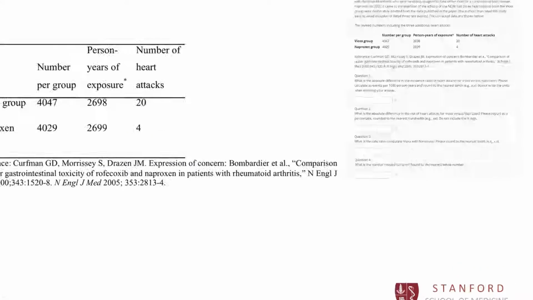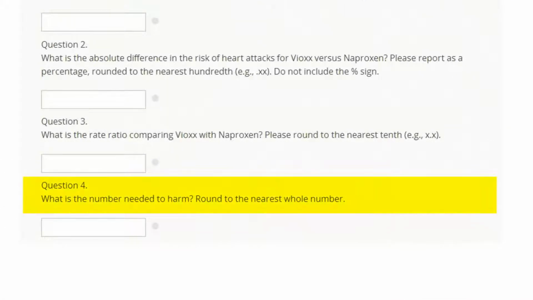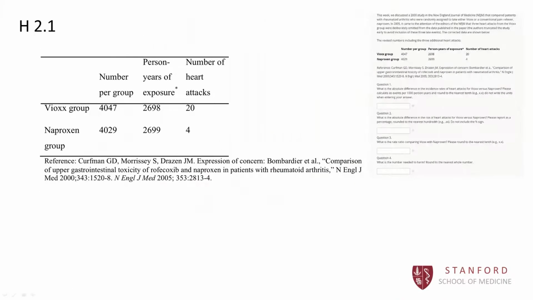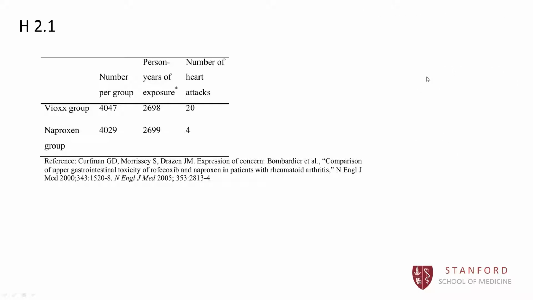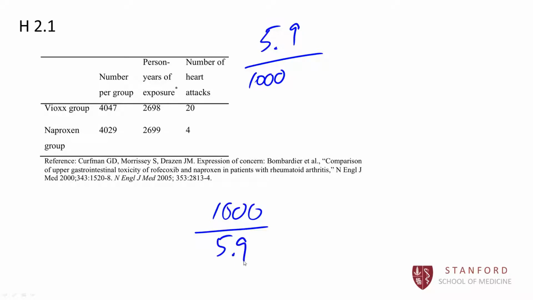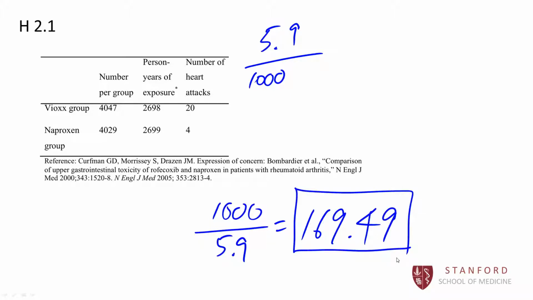The last part of this question is asking us about the number needed to harm. And if you remember, the number needed to harm can simply be calculated as the reciprocal of the absolute difference in the incidence rates. Okay, and so we already have that from part A. If you remember, that was 5.9 events per 1,000 person years. So the reciprocal of this is simply going to be 1,000 divided by 5.9, and that's going to give us a value of 169.49. So this is the number of patients needed to be treated to receive harm.